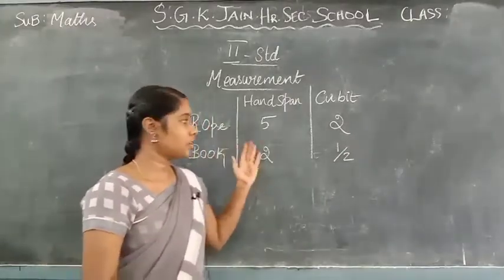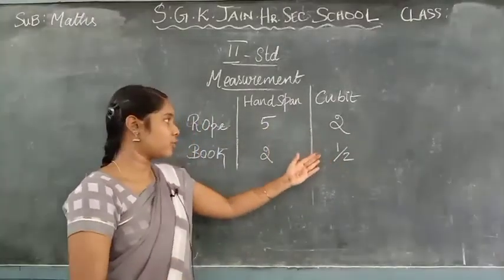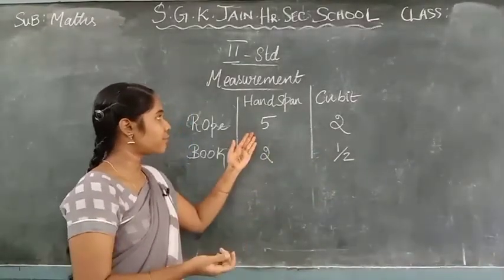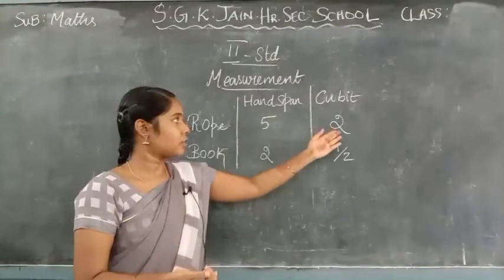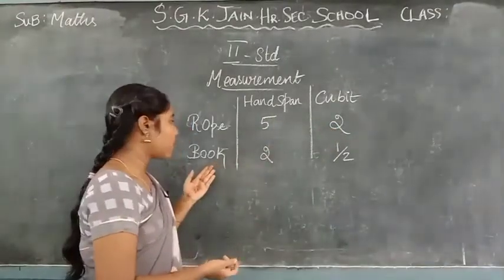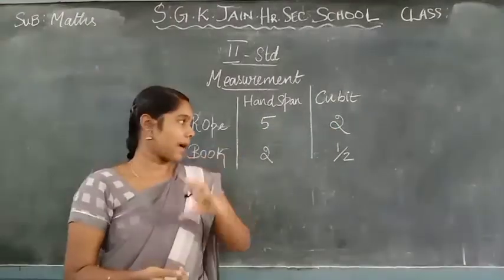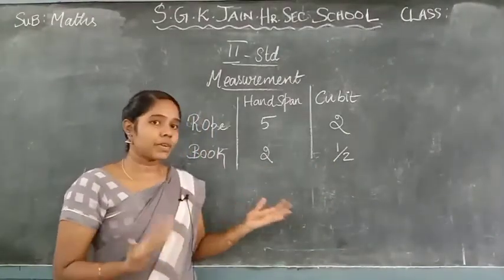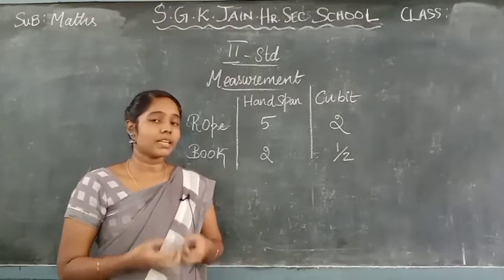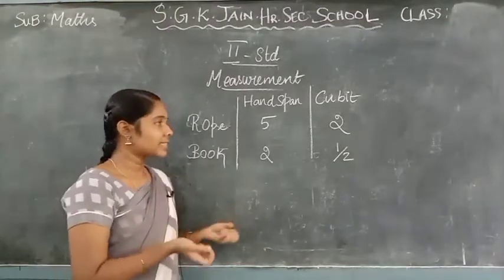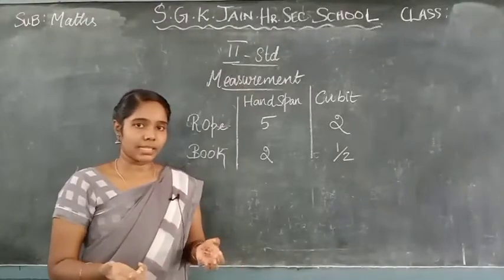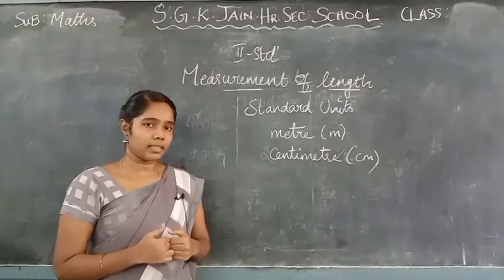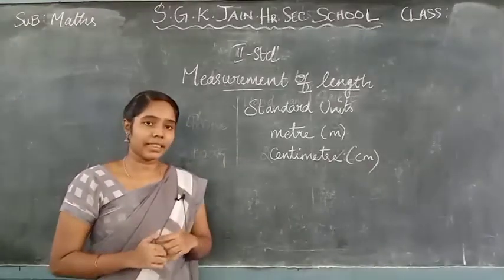So, while measuring using different non-standard units of length, what are we getting? We are getting different values. We got 5 for hand span and 2 for cubit. And for the book also, we got 2 for hand span and half for cubit. So many people use different non-standard measurements, which means it is very difficult to finalize the value of each object's length, right? To solve this problem of non-standard units of measuring length, standard units of measuring length were introduced.